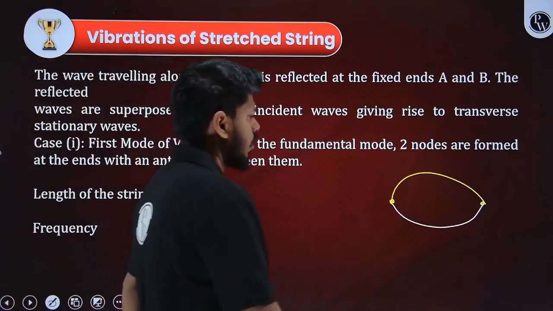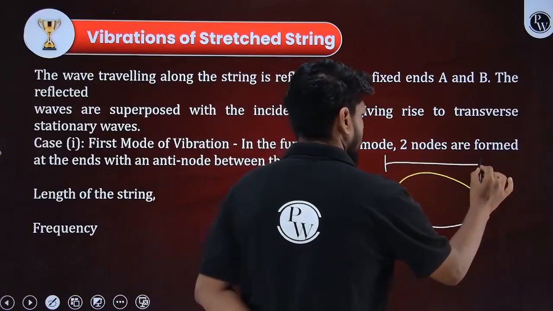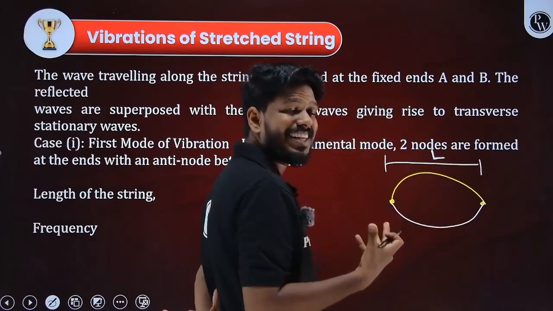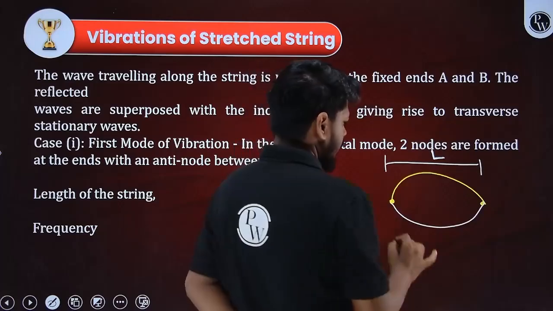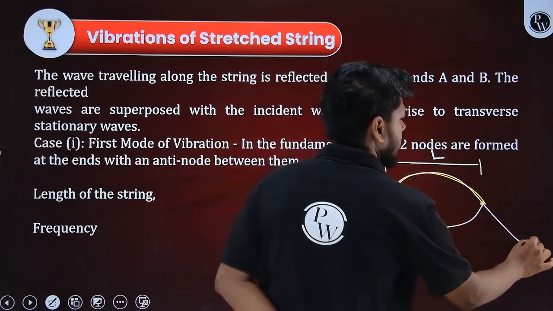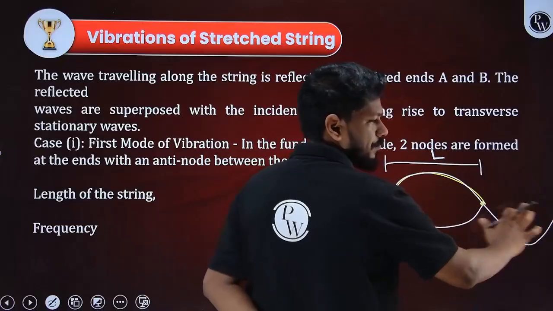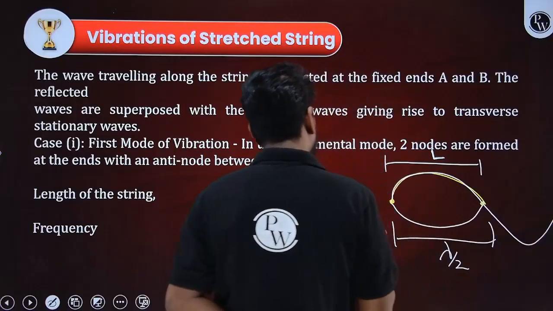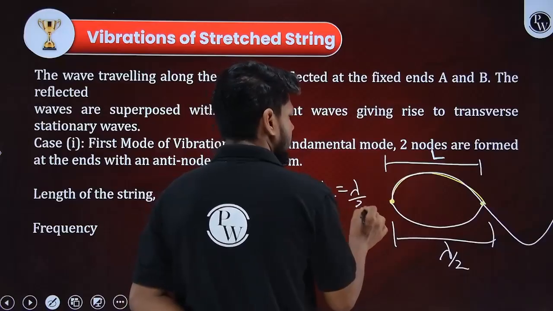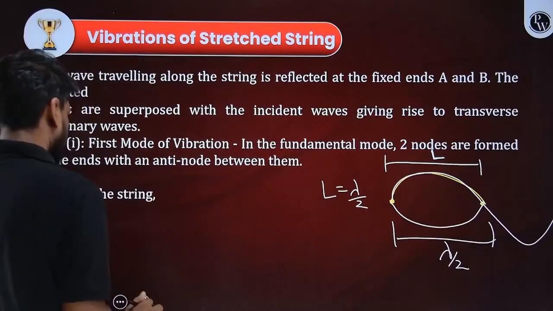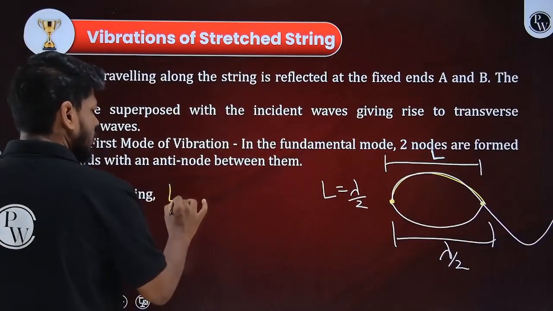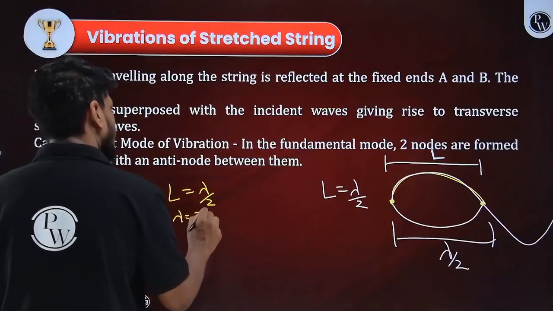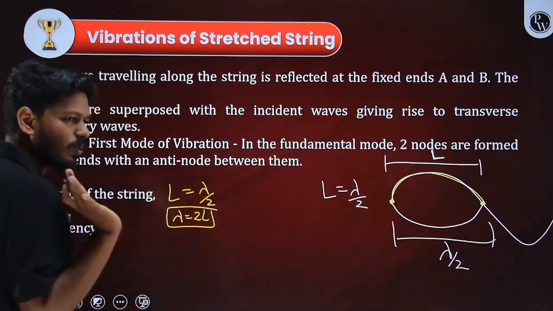So this is the length. Length of the string is going to remain constant. But how much is this length in terms of wavelength? If I draw a wave like this, this is my wavelength. So what will this be? This is wavelength by 2. So can I write L is equal to lambda by 2? So lambda is equal to 2L. This is the relationship that you need to find.